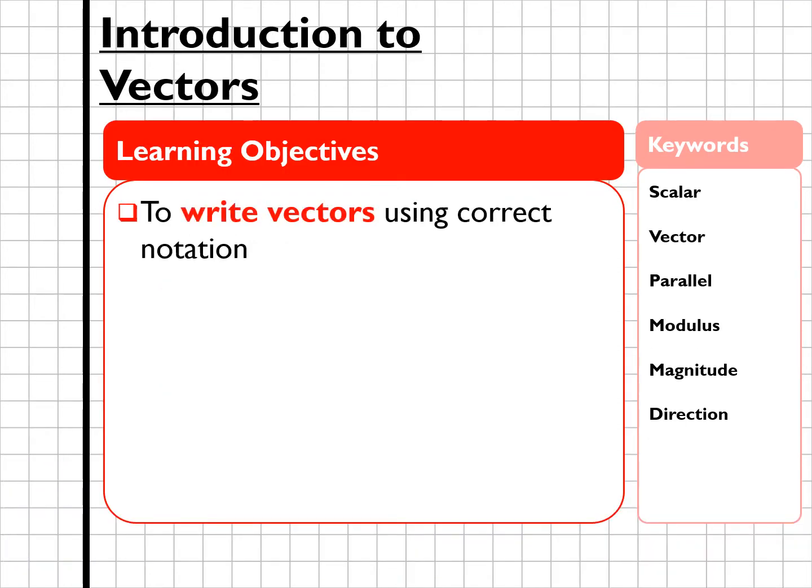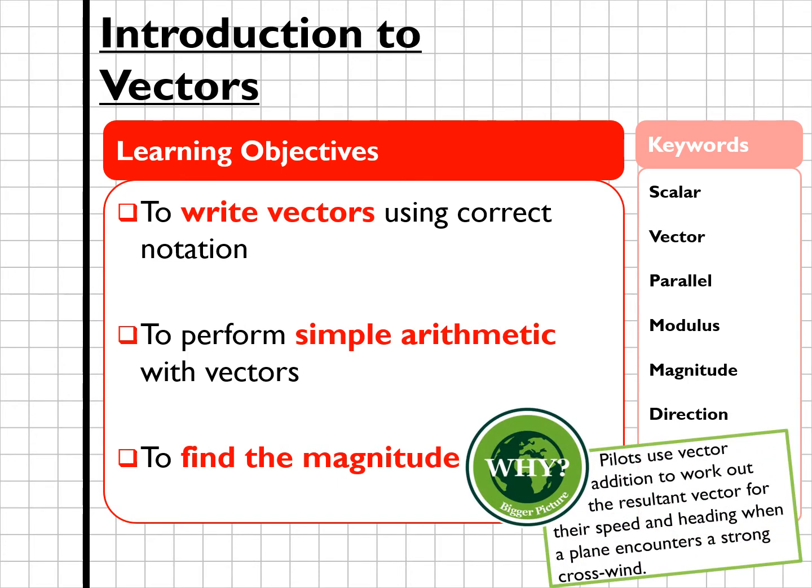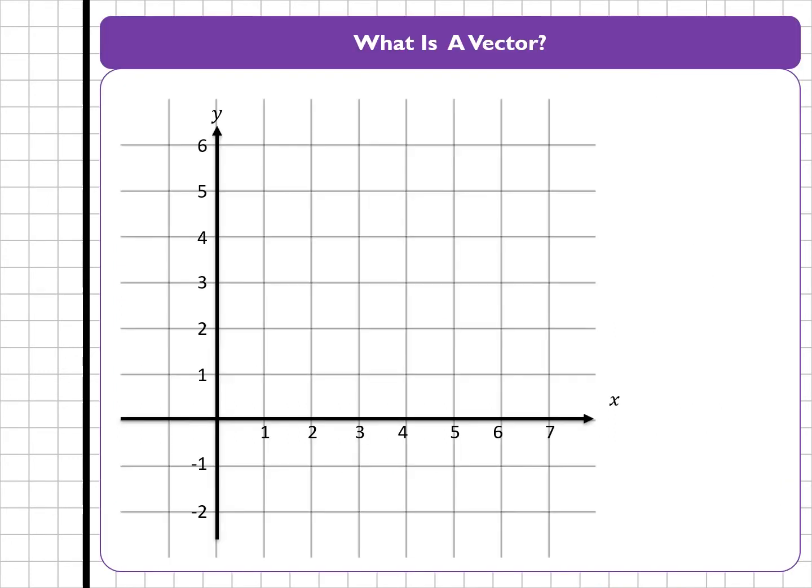Today's learning objectives: we're first going to start by writing vectors using correct notation. We're then going to look at simple arithmetic we can perform with vectors, and then something called the magnitude of a vector. Now, pilots use vector addition to work out the resultant vector for their speed and heading when a plane encounters a strong crosswind. And we'll look at things like resultant vectors as we go through this course.